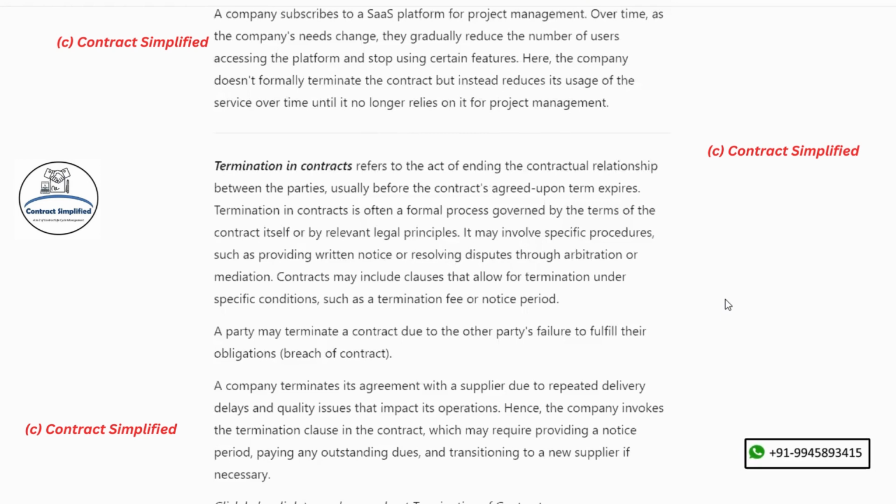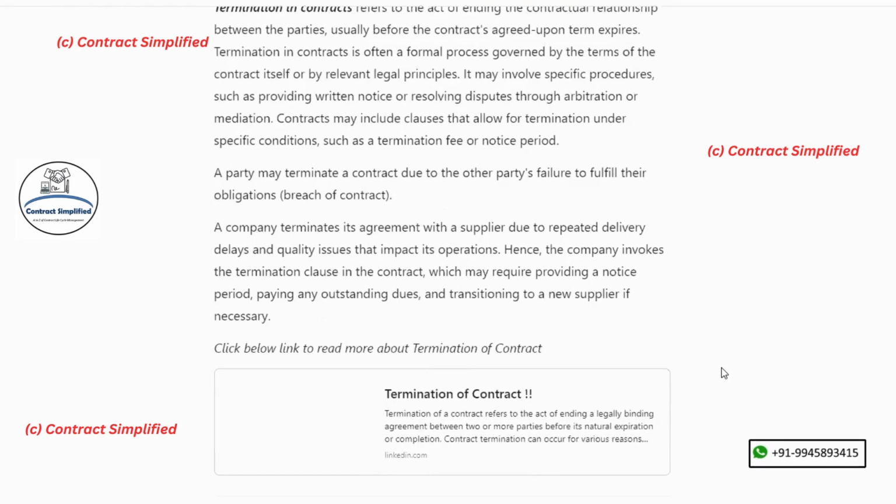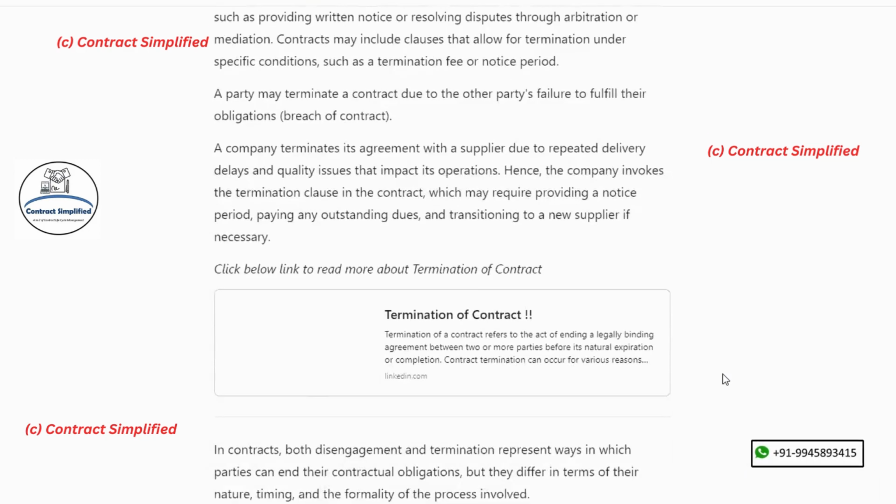A party may terminate a contract due to the other party's failure to fulfill their obligations, that is, breach of contract. For example, a company terminates its agreement with a supplier due to repeated delivery delays or quality issues that impact its operations. Hence, the company invokes a termination clause in the contract, which may require providing a notice period, paying any outstanding fees, and transitioning to a new supplier if necessary.